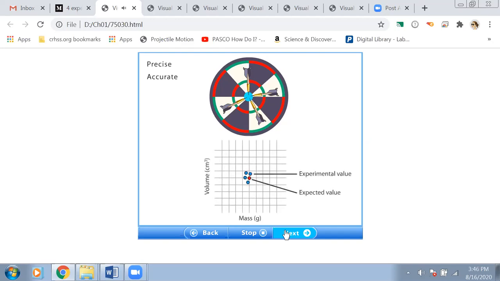This graph shows the results of an experiment that was repeated 4 times. Each time the mass and volume of the product were measured. We see that these results are both precise and accurate. They are clustered and very close to the expected value. The red dot is the expected value and the actual experimental values are really close by.